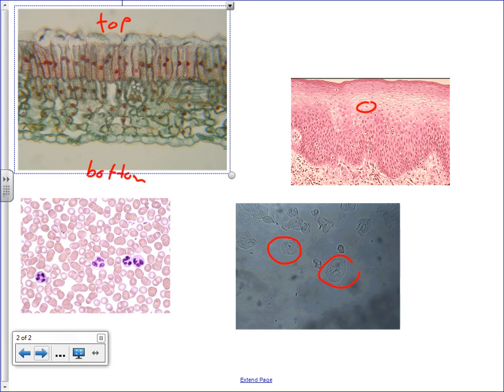Their blood looks like this. The bottom left here is the blood. The pinkish orange ones are all red blood cells. These funny looking ones here are leukocytes, white blood cells. And this is what your cheek cells are going to look like, bottom right here. Each one of these circled things is a cheek cell.